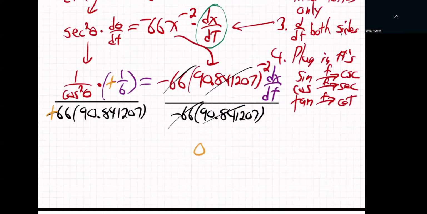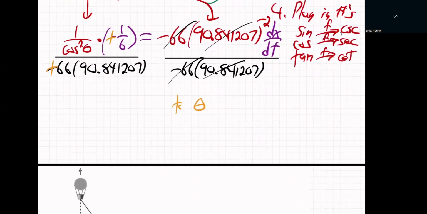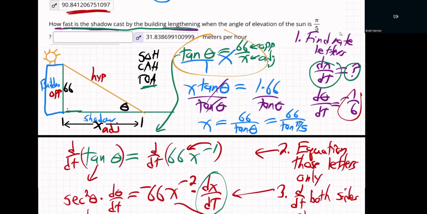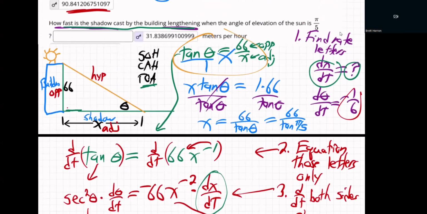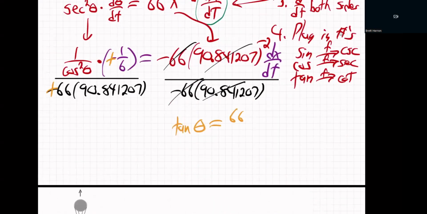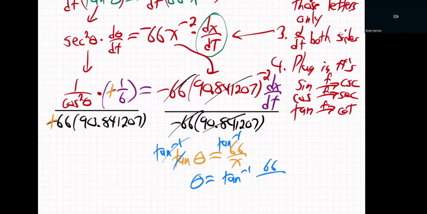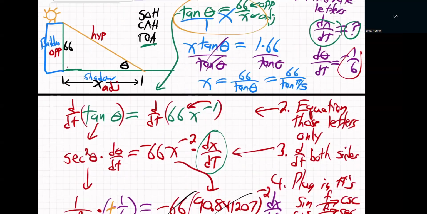So I've got tangent of theta equals 66 over x, just grabbing that right there. So that means if I take tan inverse of both sides, theta is tan inverse of 66 over x. And I know what x is. Got it right here.